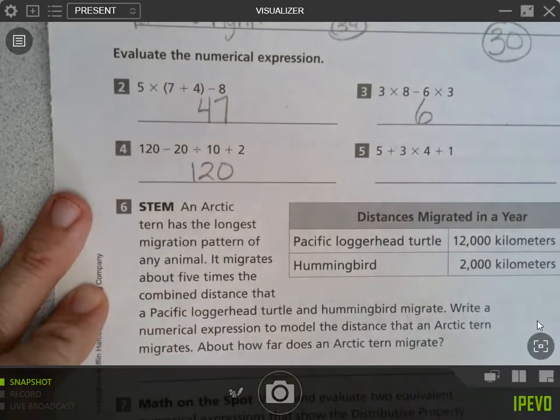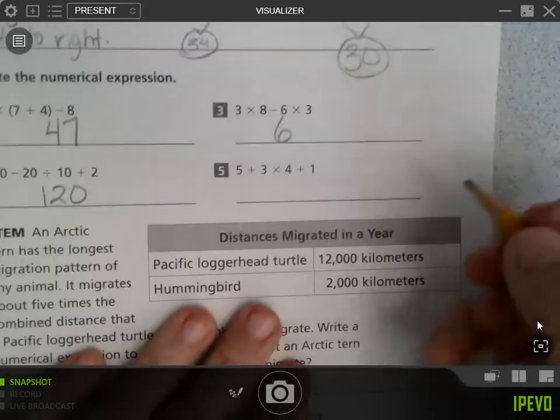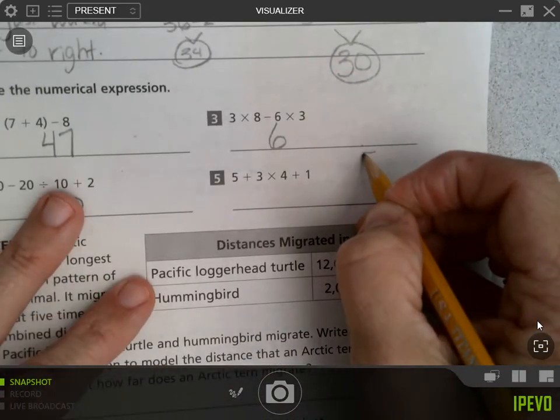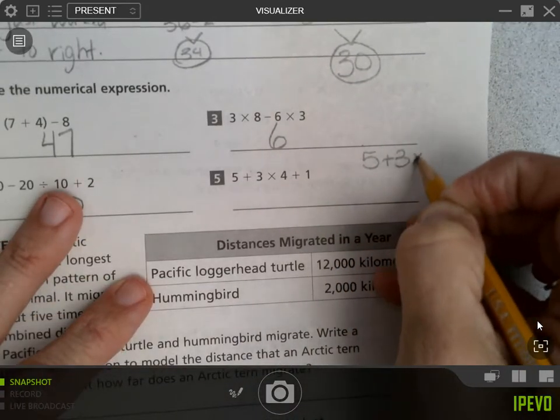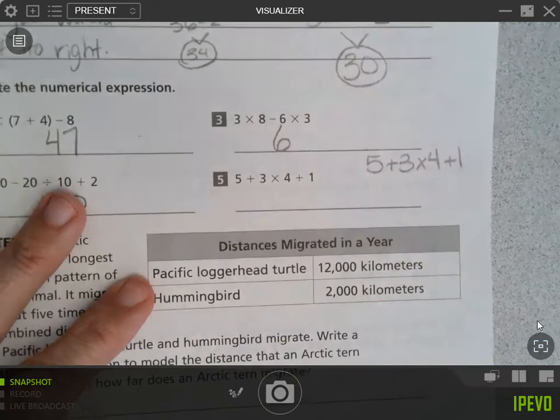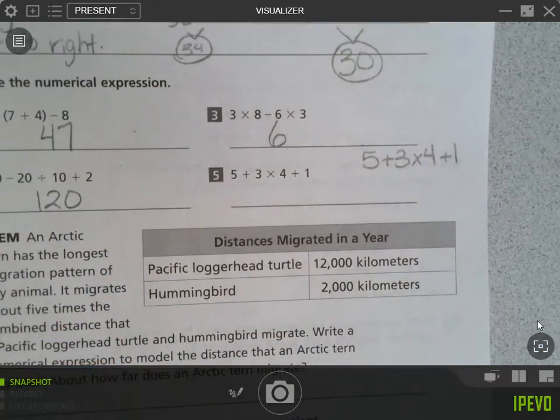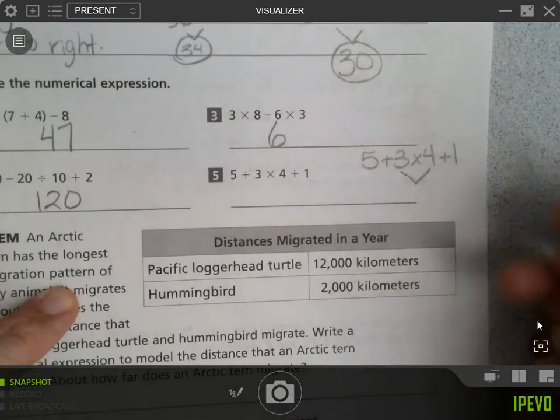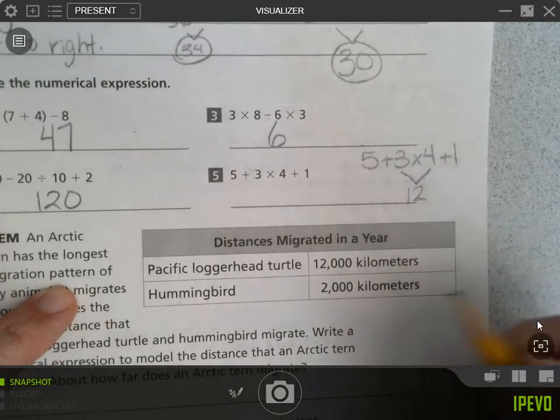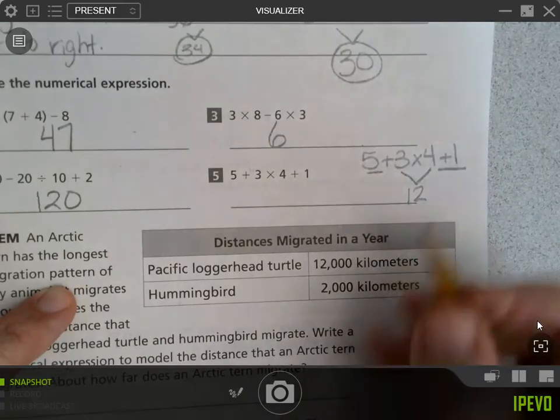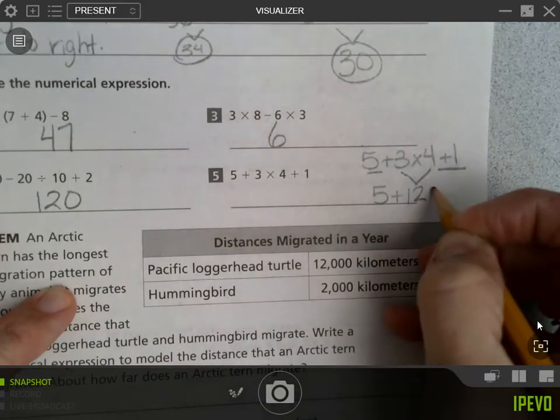120. All right, the last one, I think I have room to do it right here. We have 5 plus 3 times 4 plus 1. All right, parentheses. Nope. Exponents. Nope. Multiply, divide. Yes, I see multiplying. I'm going to do that first. Anything I haven't evaluated yet has to come down.